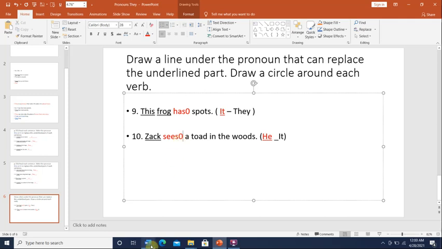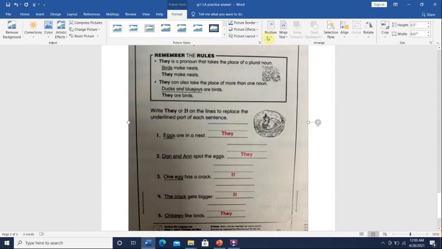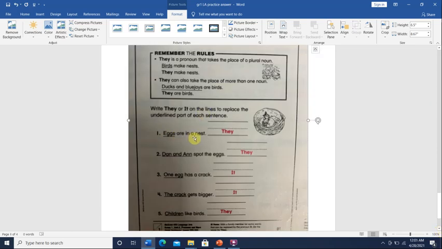Okay. In our practice book, we will also replace the underlined words with it or they. Let's see page 81. It says eggs are in a nest. Eggs. That's plural. I will replace it with the pronoun they. Number 2. Dan and Ann spot the eggs. Dan and Ann. That's plural. I will replace it with they. Number 3. One egg has a crack. One egg. That's singular. I will replace one egg with it.